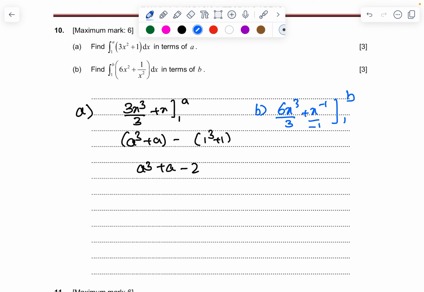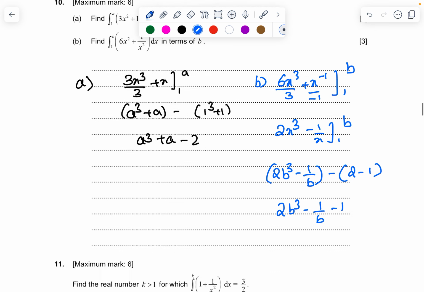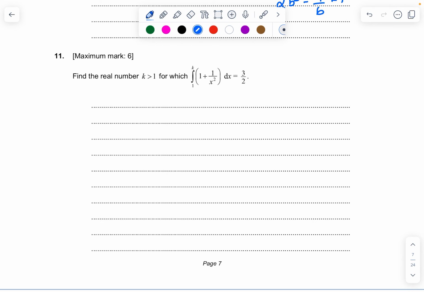from 1 to b. So 2x cubed minus 1 upon x from 1 to b. So 2b cubed minus 1 upon b minus 2 minus 1. So 2b cubed minus 1 upon b minus 1 is going to be the answer. Question number 11.